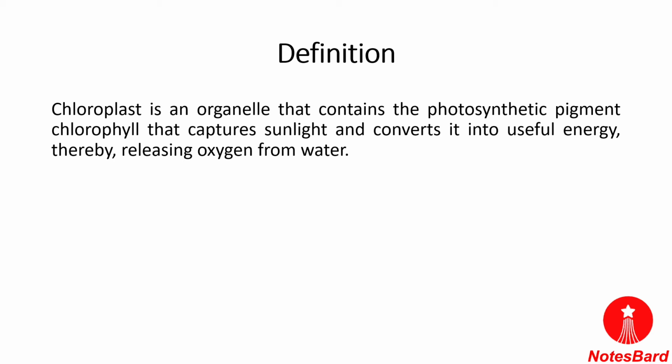Next is the basic definition of a chloroplast. Chloroplast is an organelle that contains the photosynthetic pigment chlorophyll. The green color which we see in the plants is because of the pigment chlorophyll. The function of chlorophyll is that it captures the sunlight and converts it into useful energy, thus releasing oxygen and water. So oxygen and water are the byproducts of the photosynthesis reaction.